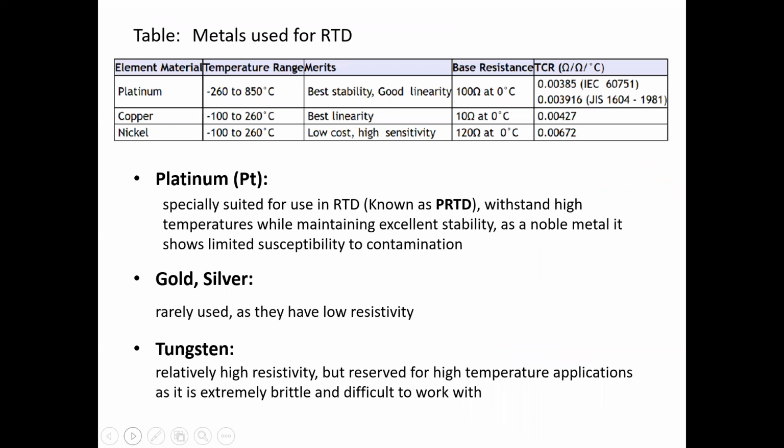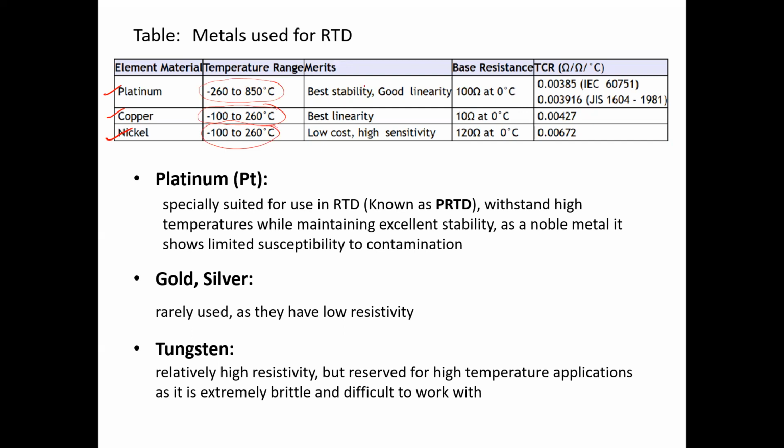So if I go to the next slide here, there is a summary of the three metals which were shown in the graph of the previous slide. The temperature range up to which the three metals can be operated with satisfactory accuracy is defined over here. You can clearly see that the range of operation for platinum is definitely higher compared to the other two.